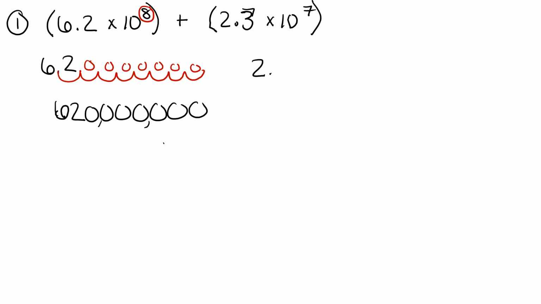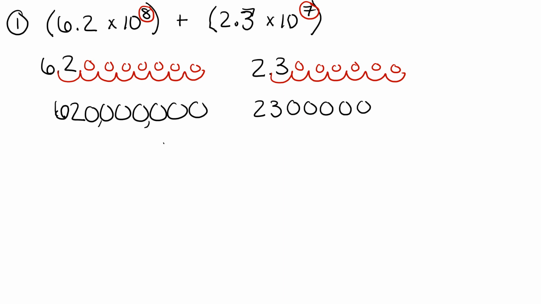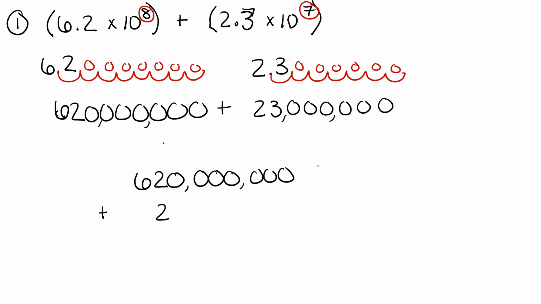For 2.3, we're going to move the decimal point 7 times, filling in all those placeholders with zeros. And we rewrite our answer more clearly, and we get 23 million. So when we add them up, we're going to add up the 620 million. And we're going to add it up with the 23 million.